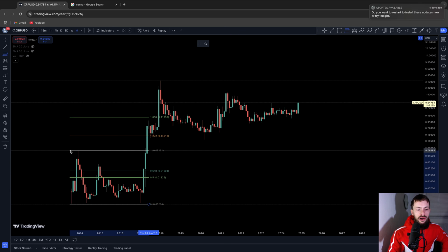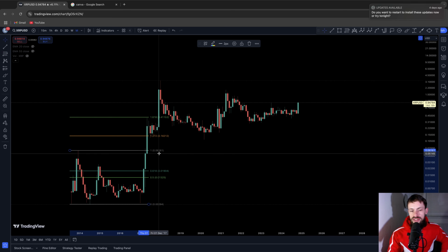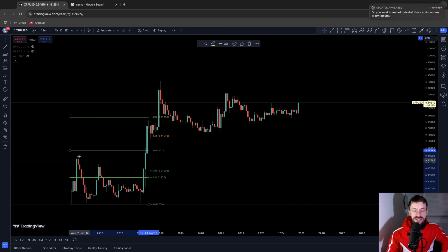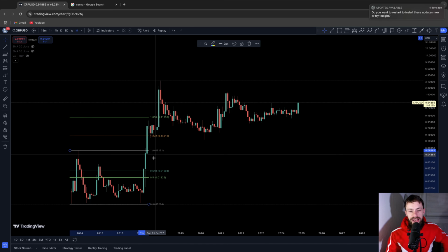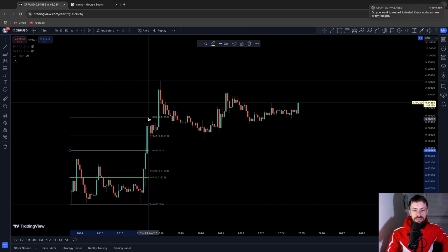back to its previous all-time high back in December of 2013, which was at 0.061. So just keep in mind that from the all-time low back to the previous all-time high, XRP had a target of 0.061 to break, and it did. And what it did was impulsively pump right up. You see where this wick is right here? It pumped up to its 1.618 fib extension at 41 cents.